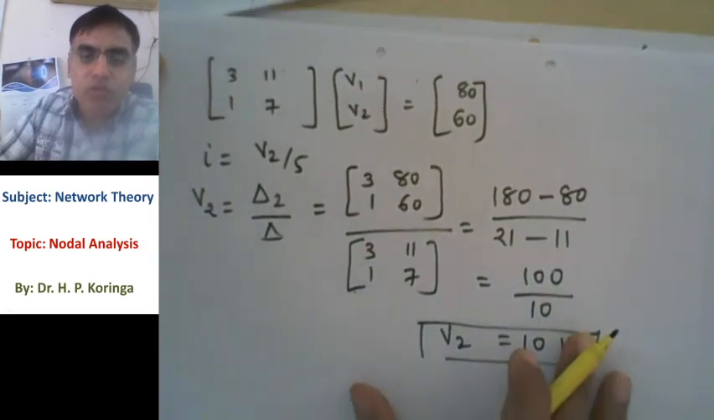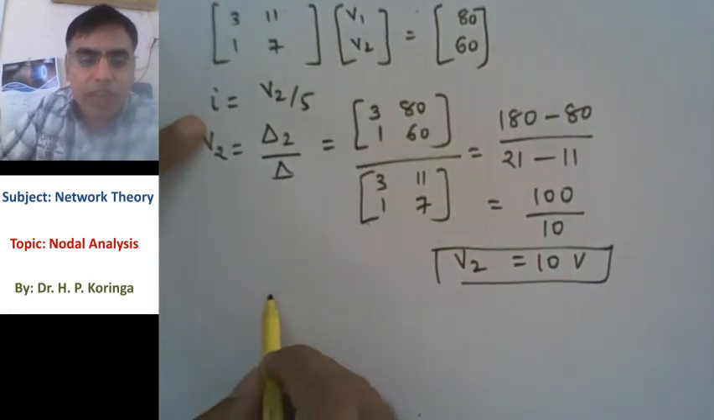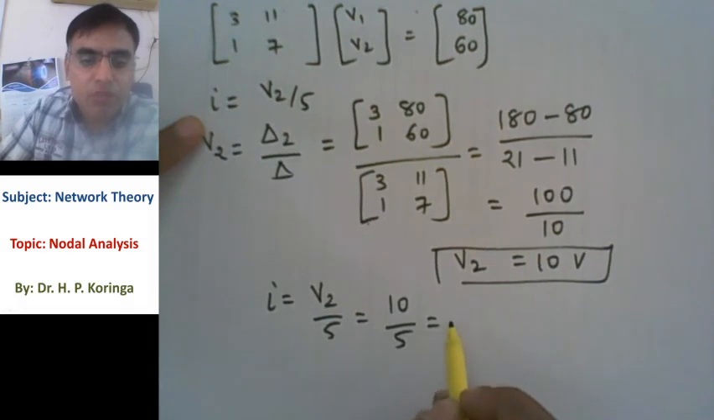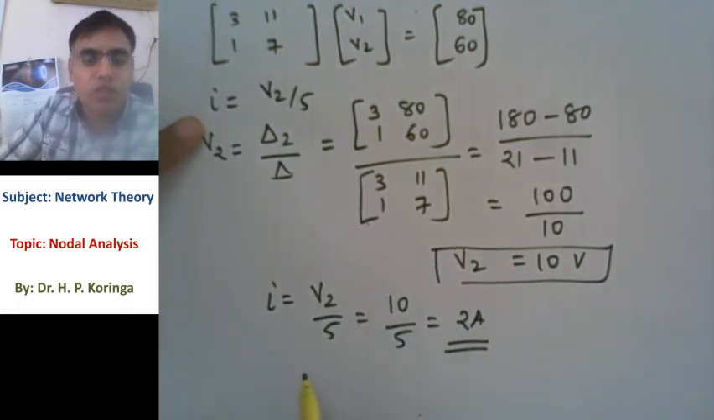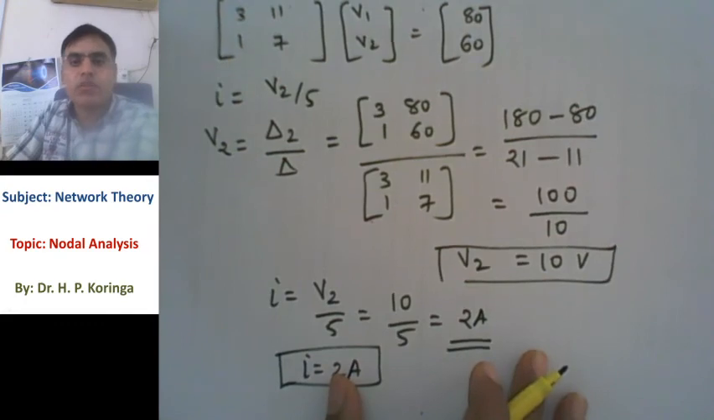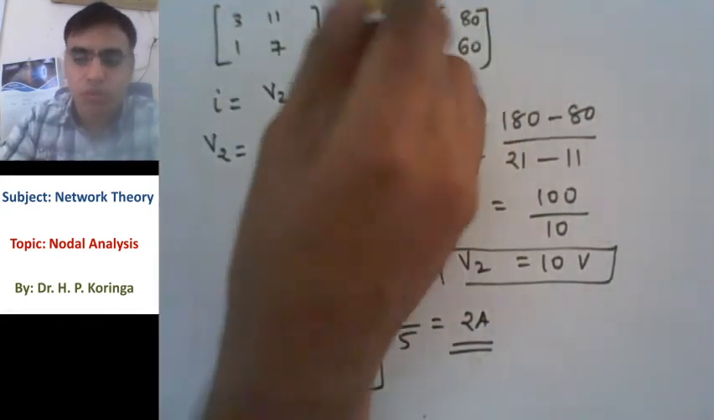Now our interest is to find I. So I can find from V2, it is V2 divided by 5. So it is 10 divided by 5. So I is equal to 2 ampere. So the answer of this question is I equal to 2 ampere.